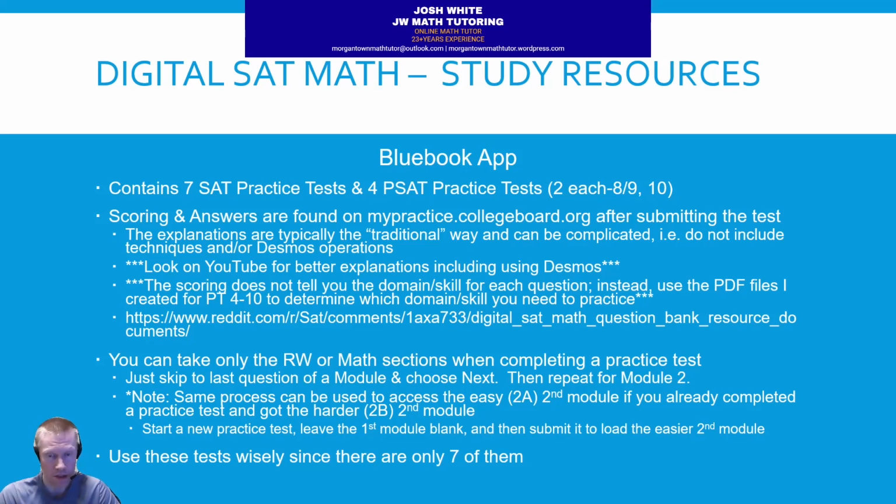You can also do the same thing to access the easier of the 2 second modules. So for example, if you took the practice test already and you got the harder second module, if you want to get the questions from the easier one, you just restart the practice test, go to module 1, say of the math, but don't answer anything. Just leave everything blank. Everything will be essentially graded as incorrect. Skip it following these instructions, and then that'll route you to the easier second module. However, you should use these tests wisely since there are only 7 of them in total.